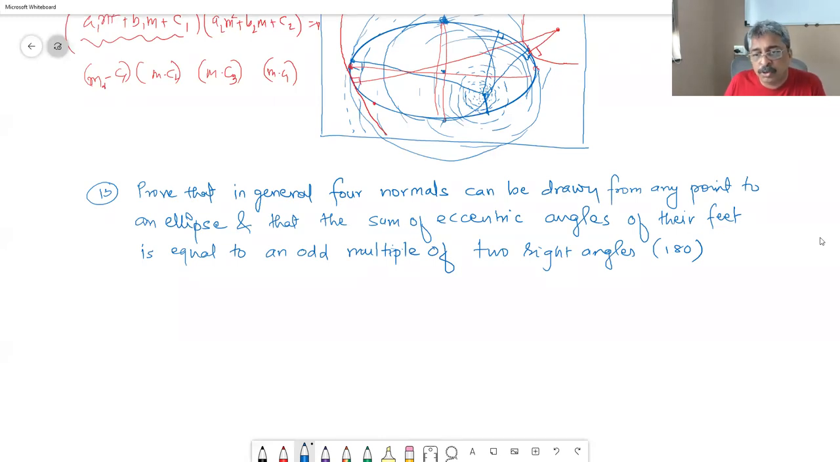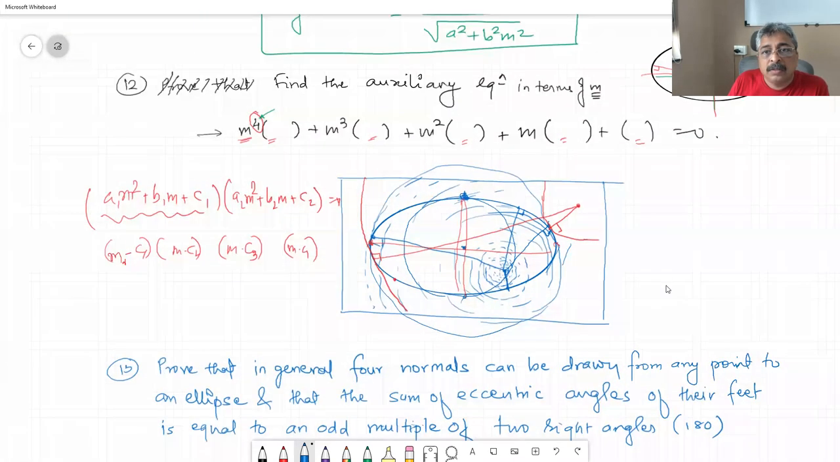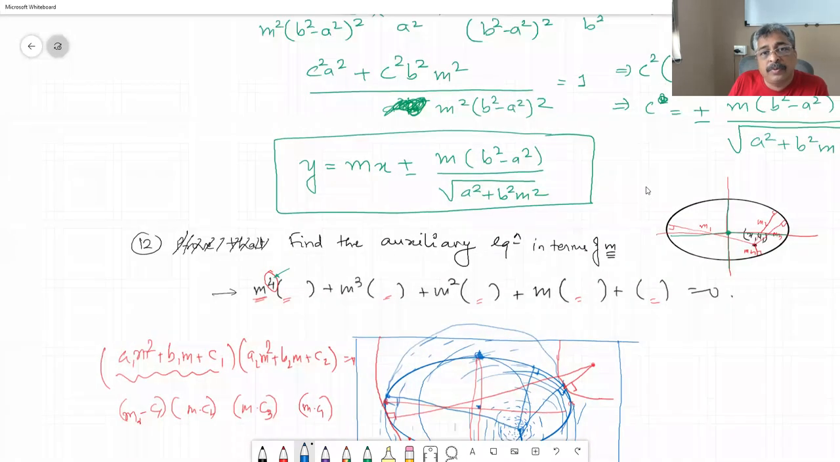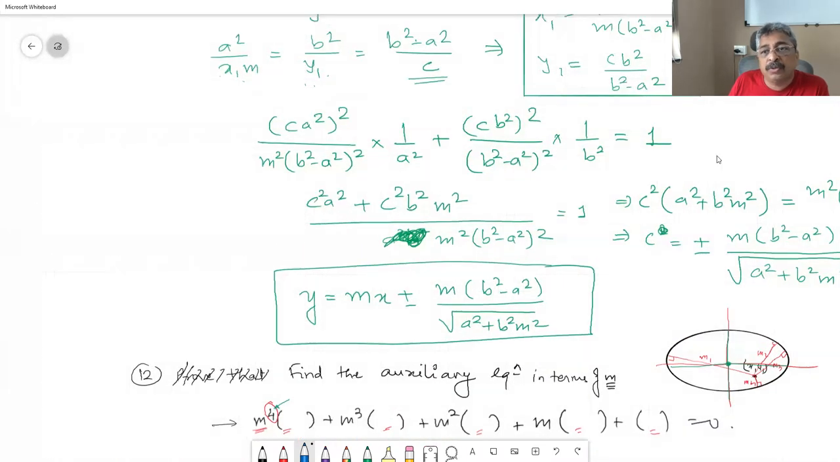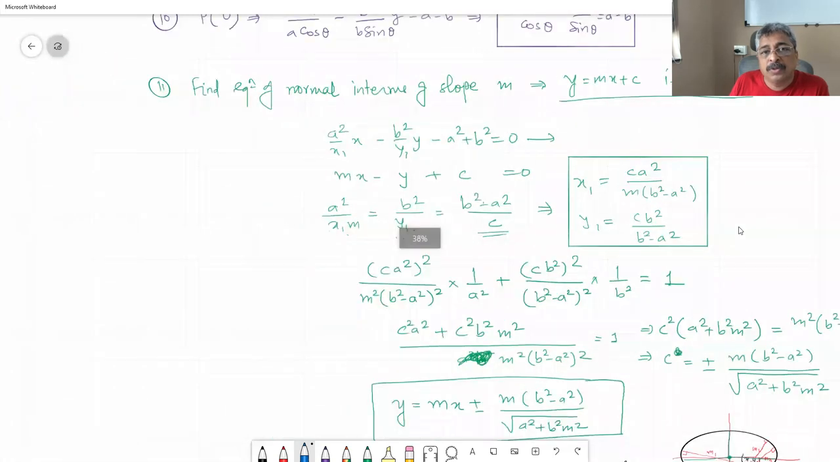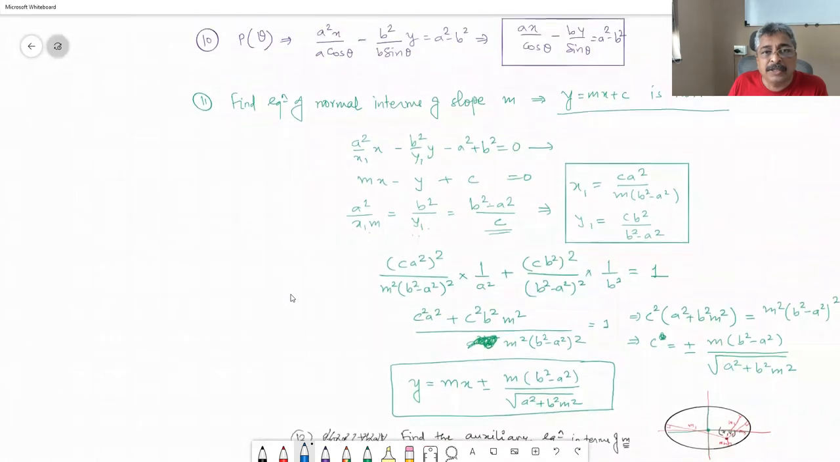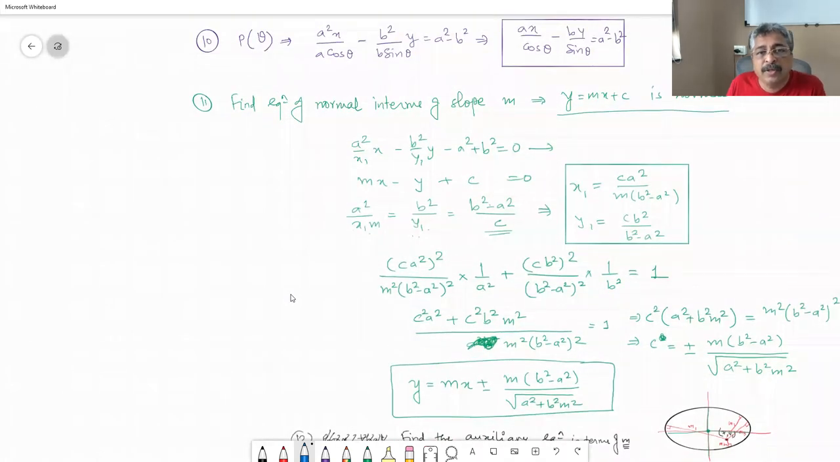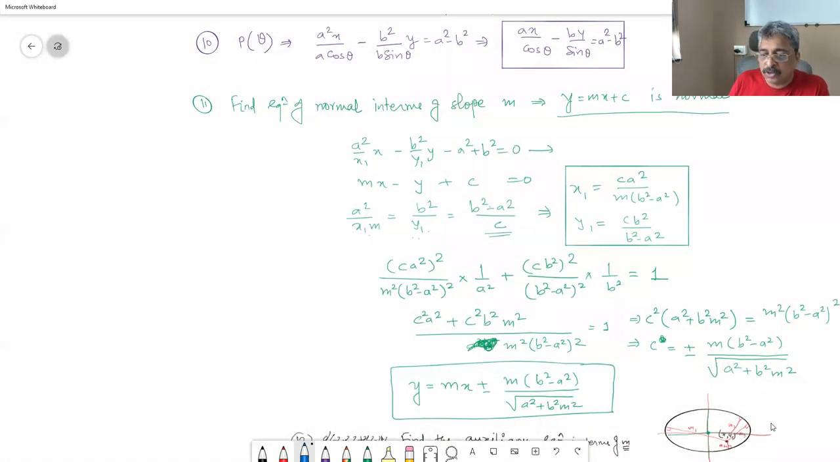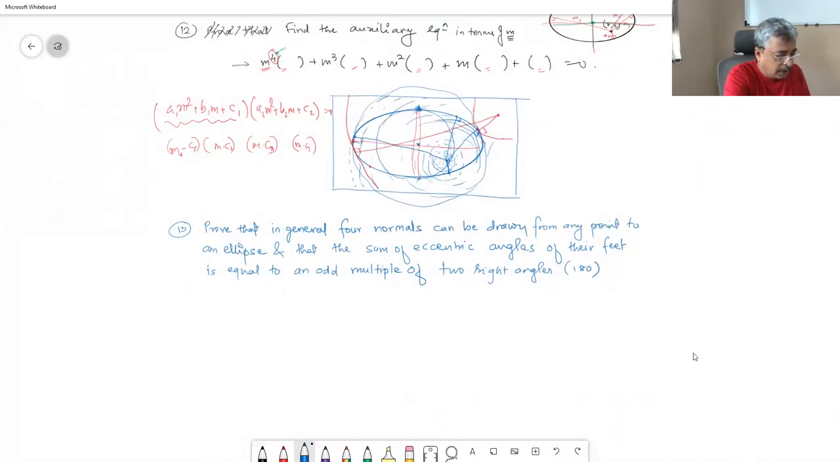First of all, we are supposed to do something related to eccentric angle and normal. Therefore, do we have the equation of normal in terms of theta? At P theta, yes, this is the equation: ax upon cos theta.